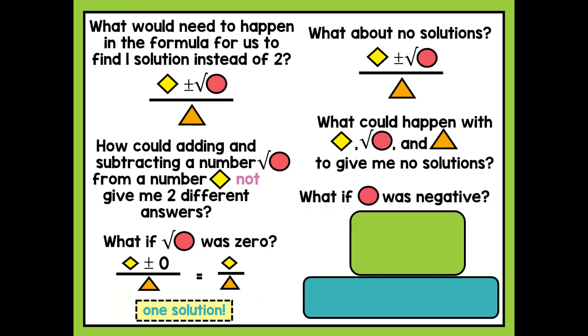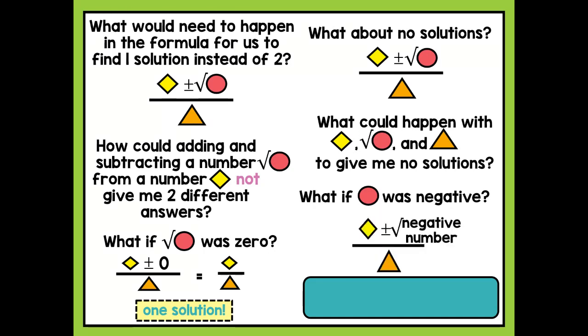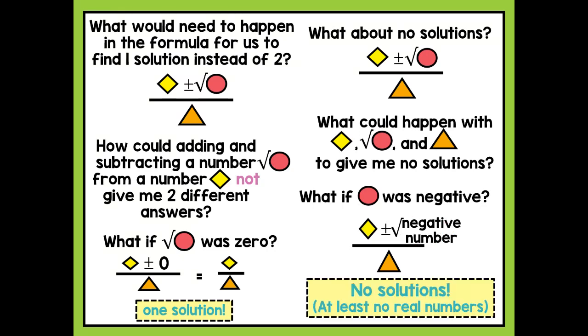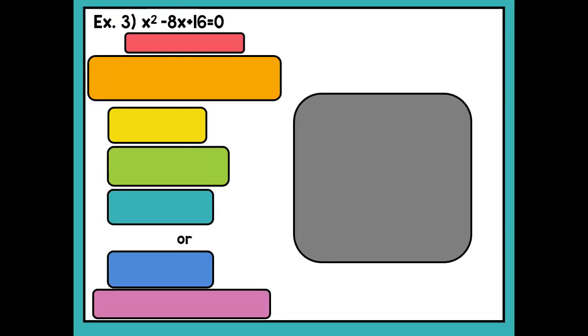Think about what if the number under the radical sign was negative? In our real number system, we don't have a way to get an answer for a negative square root. So if I take whatever that number was at the beginning and add or subtract a negative square root, that's going to blow up for me. I can't do that. That's how we get no solutions. So when your number underneath the radical sign is negative, you can stop right there. There are no real numbers that give us a solution for that equation. So let's look at one of those.